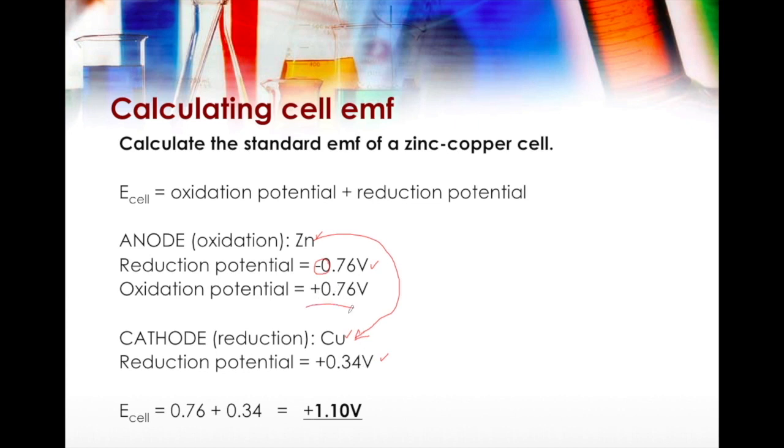Now, if you have manually changed these values, this is what I call manual changing, then all I need to do is calculate the EMF of the cell. I just total both values. 0.76 plus 0.34. The cell will have an overall EMF of positive 1.1 volt.